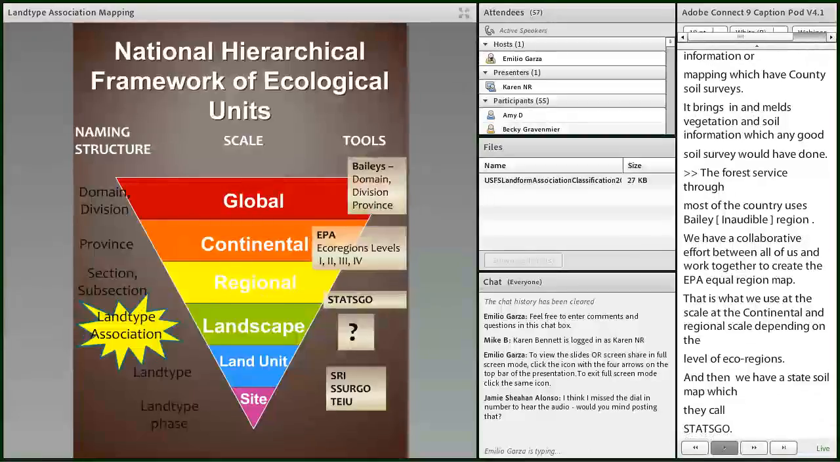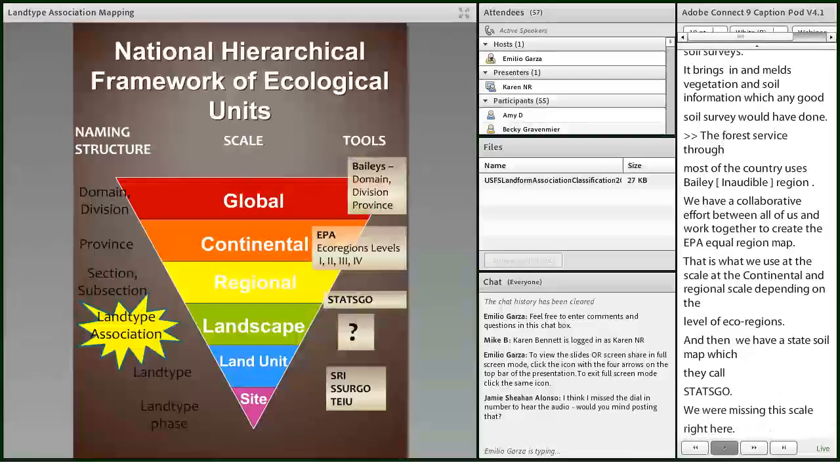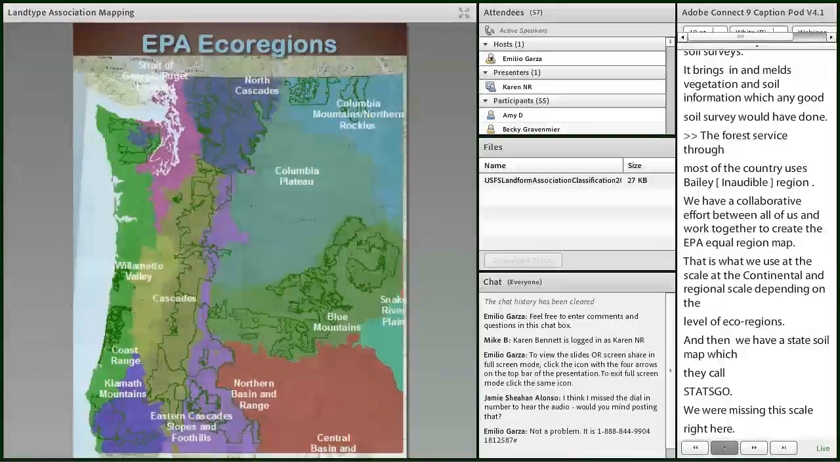But we were missing this scale right here. And so that's what this fulfills. It's a mid-level landscape assessment of the region. And I'll be curious to see what people think of this. It's definitely a different view.